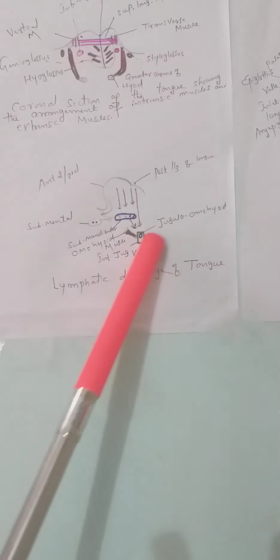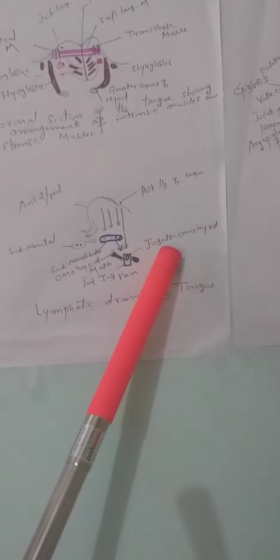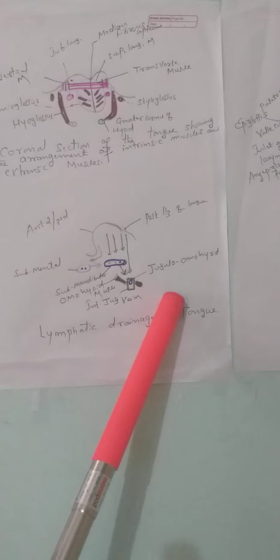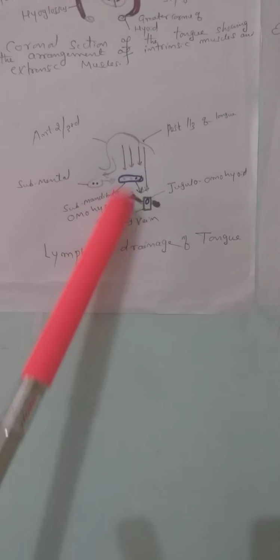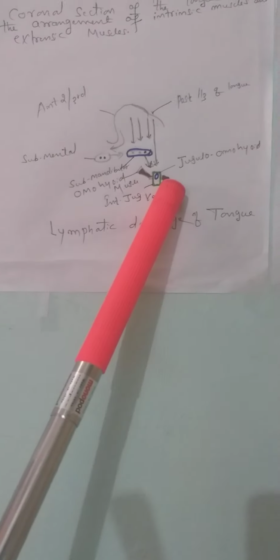The jugulo-omohyoid can be seen here, and it is quite common in persons who chew tobacco, who chew betel nut and tobacco products. The lymphatic drainage of the tongue is important. In tobacco chewers, submental, submandibular, jugulo-omohyoid.